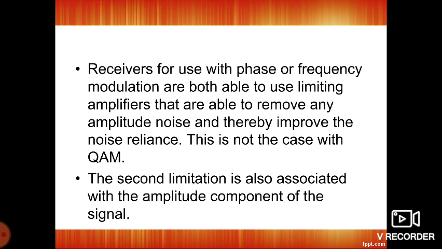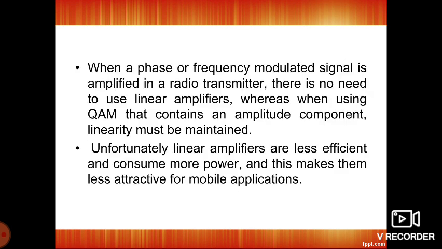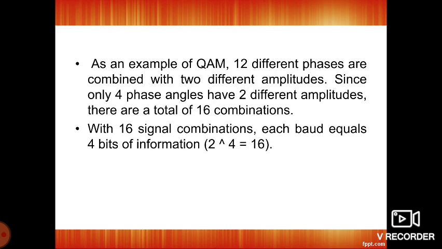The second limitation is that it is associated with the amplitude component of the signal. When a frequency or phase modulated signal is amplified in a radio transmitter, there is no need to use linear amplifiers, whereas in using QAM we have to use linear amplifiers. Since it contains an amplitude component, linearity must be maintained. Unfortunately, linear amplifiers are less efficient. They are not fully efficient and consume more power, which makes them less attractive for mobile applications.